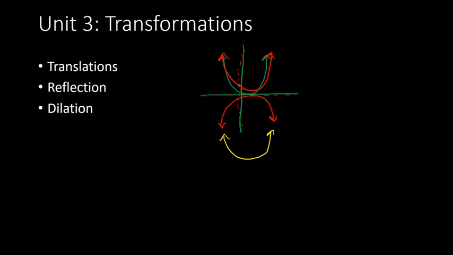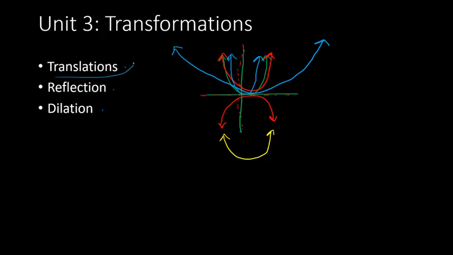So I could dilate this two ways. Again, looking at my original green function, I could horizontally compress it and make it skinnier like this. This would be a horizontal compression. Or I could stretch it out doing something like this. And I'll show you more about the notation of these things on the next slide. But understanding your definitions of translation, reflection, and dilation are important, and how they would look on a graph.